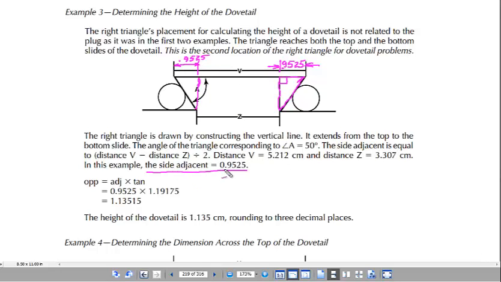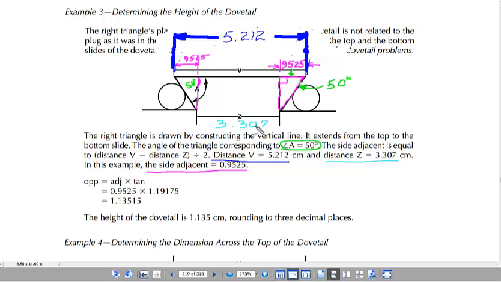The next thing that we know is this becomes the angle inside here. We know that it is 50 degrees because it tells us that A equals 50 degrees, so A is 50. So let's go ahead and break that down.